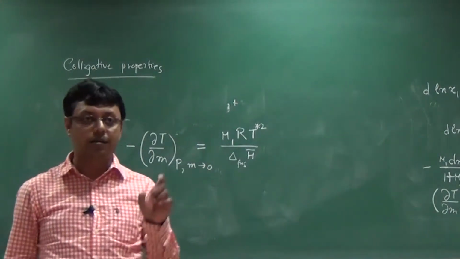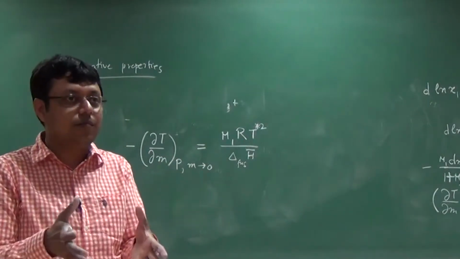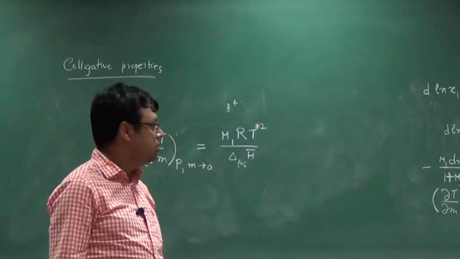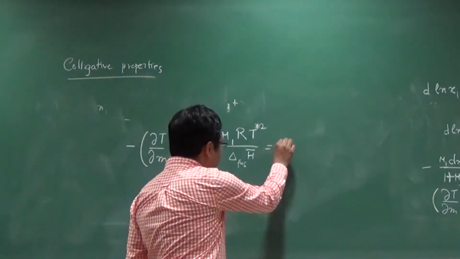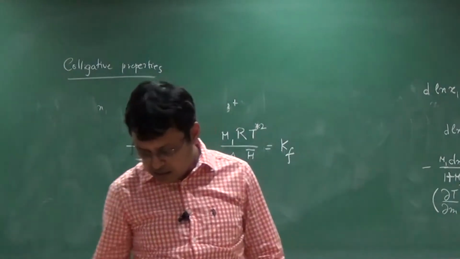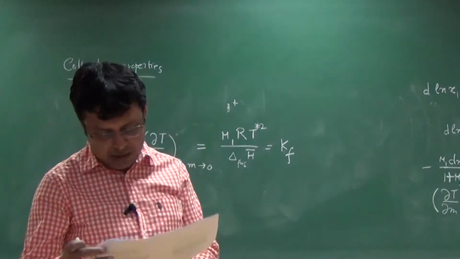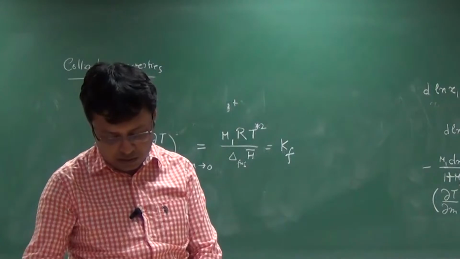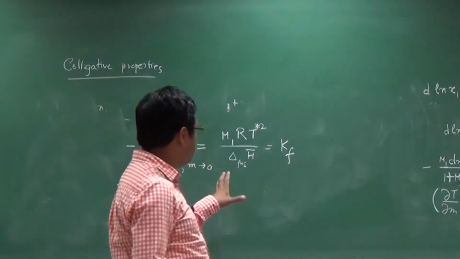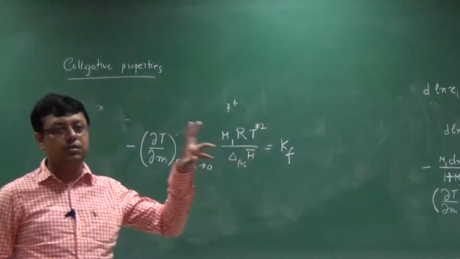Now T star is a value, a fixed constant, right? So this thing is constant. So that we call the freezing point depression constant. Sometimes it has many different notations also. Okay, let's not go into the details. So this is how we basically relate the freezing point depression.